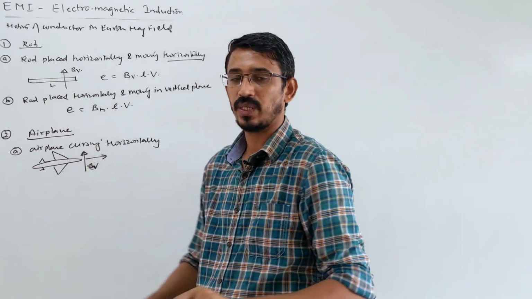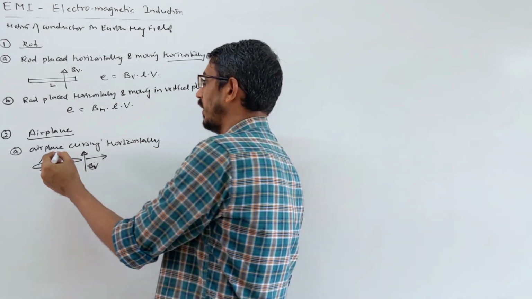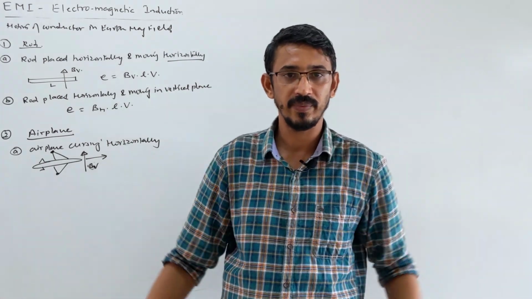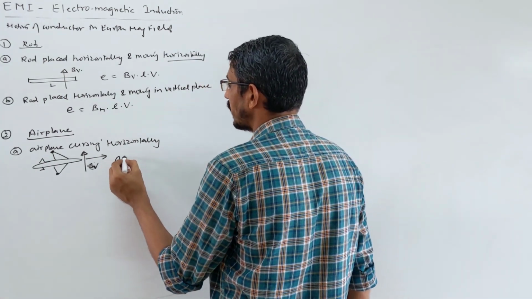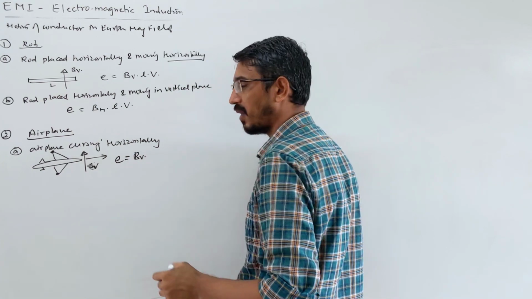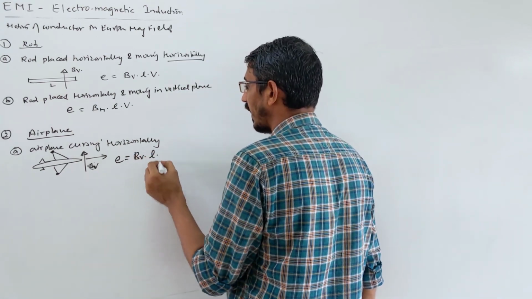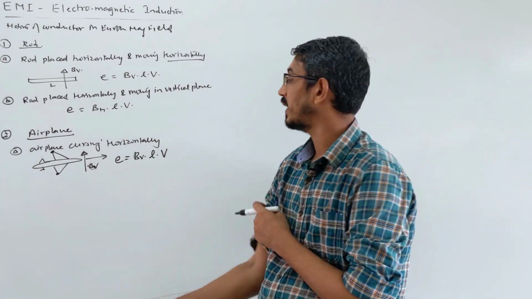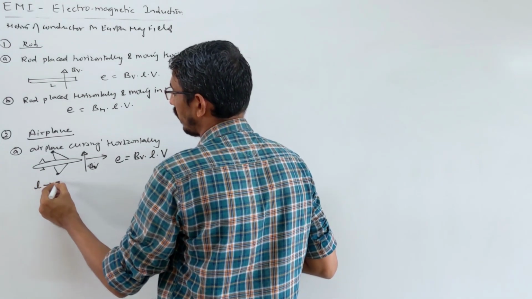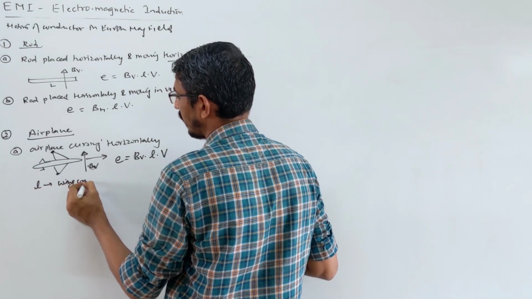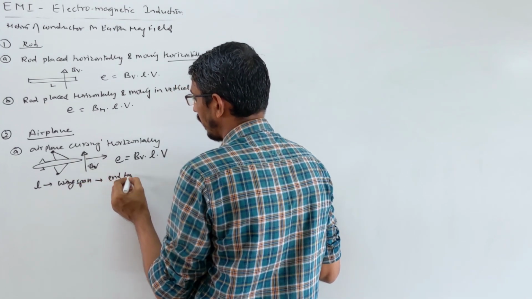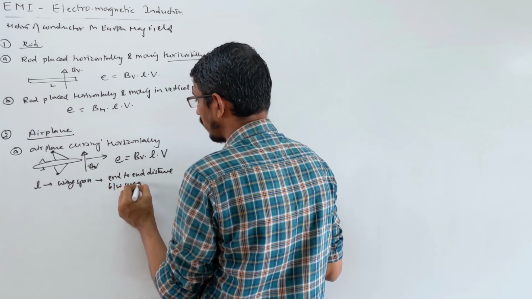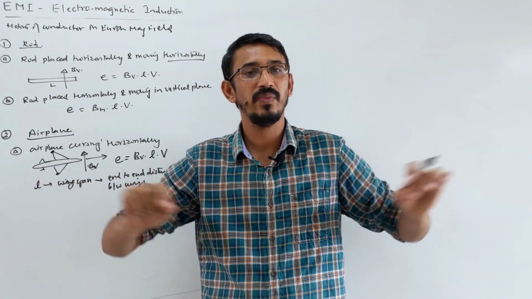So EMF is induced across the tips of the wings. This is the end of one wing, that's the end of the other wing. This end-to-end distance is called the wingspan. So the EMF induced in this airplane will be the vertical component of Earth's magnetic field, times the length, times the velocity of the airplane. The velocity is always given in kilometers per hour, so you have to convert it into meters per second. And what is the length here? The length is the wingspan, your end-to-end distance between the wings. The wingspan will be given to you.